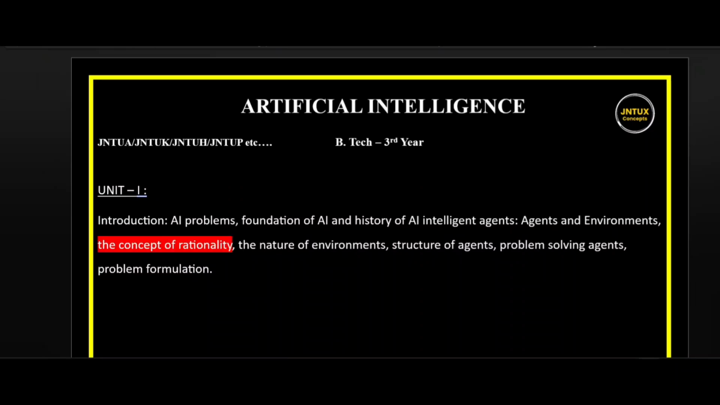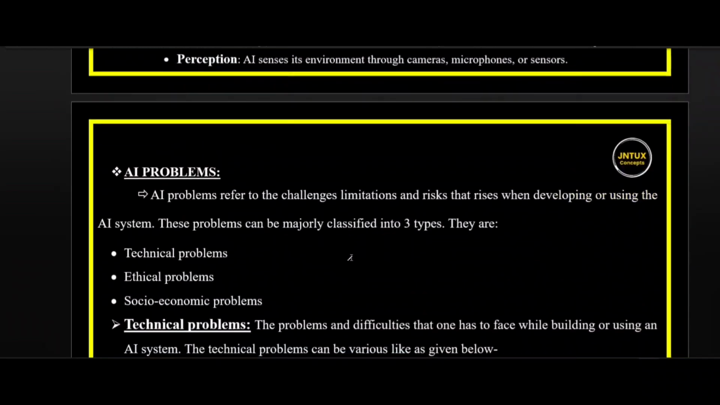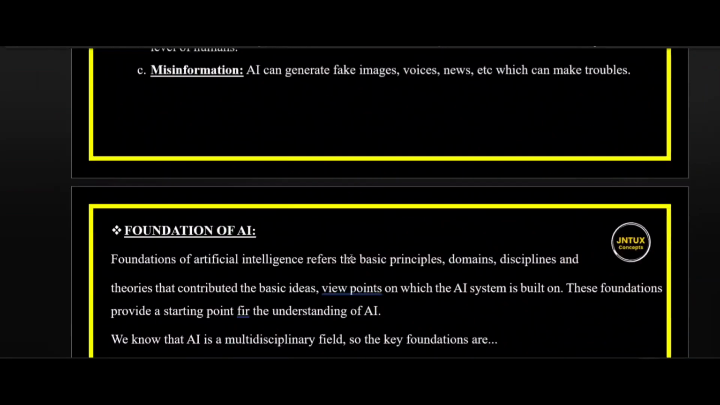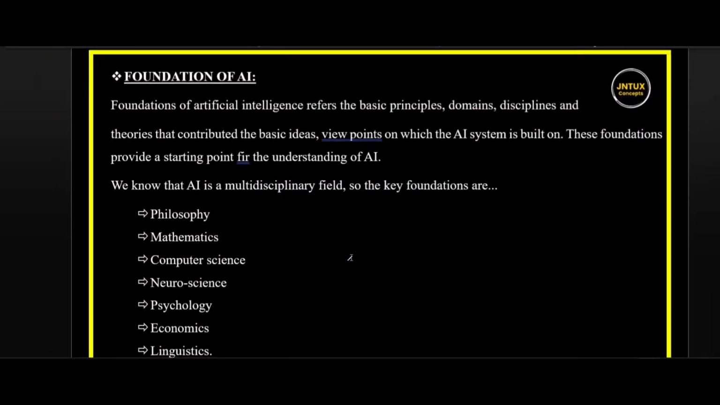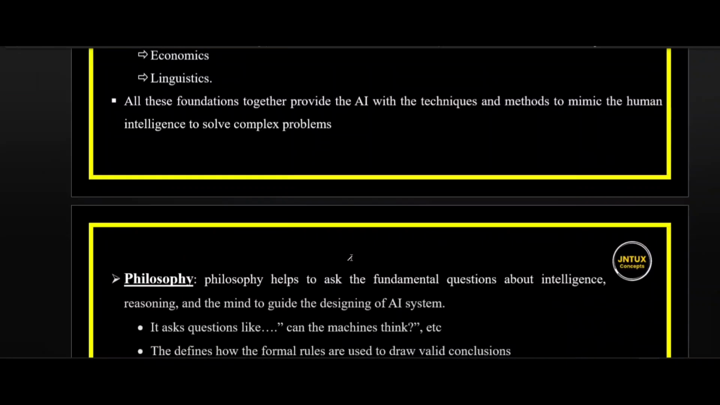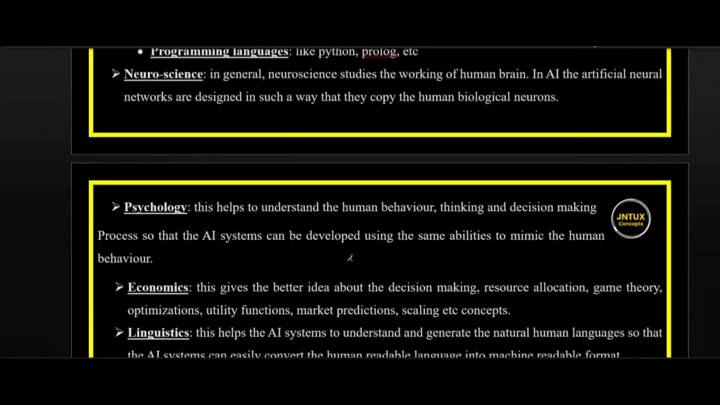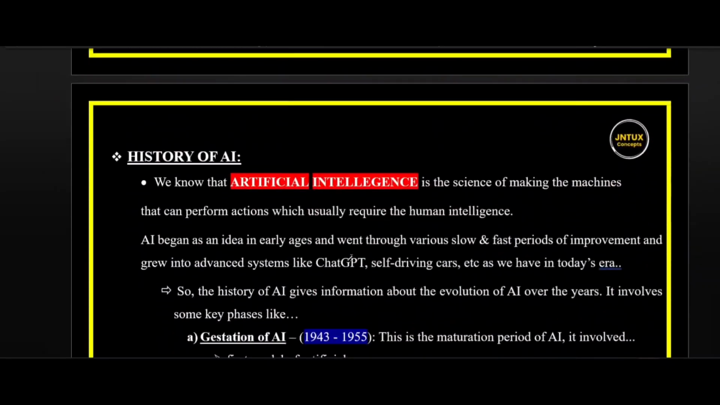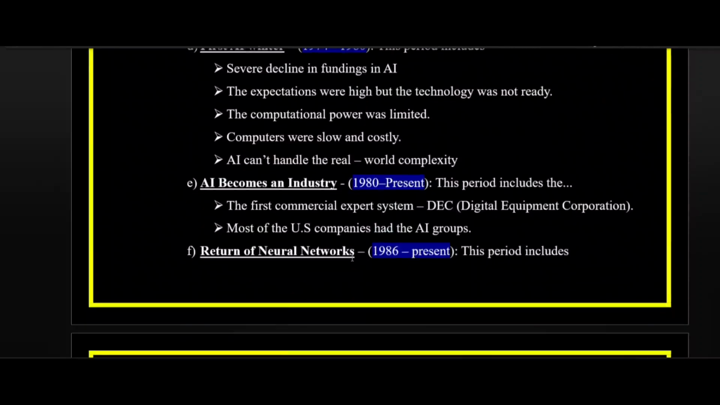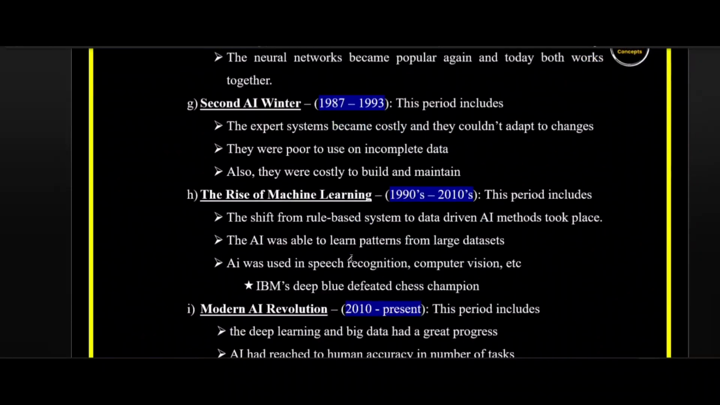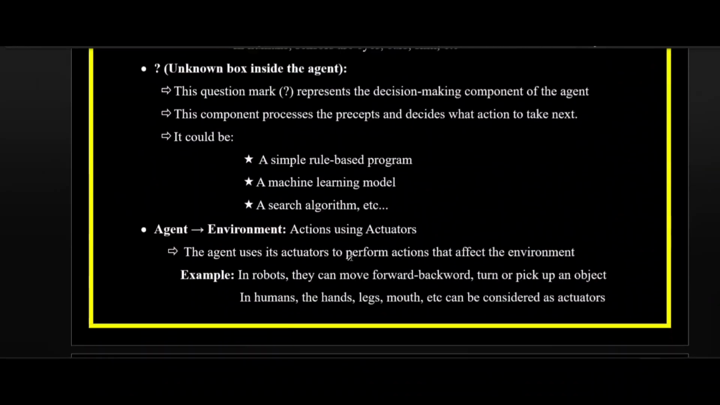In our previous videos, you have seen the introduction to AI problems, like how many types there are, and the foundations of AI, the various domains that contribute their fundamentals to artificial intelligence. We have seen all that. The next one is history of AI. We have also seen the historical phases that have impacted the evolution of AI. So, in this one, we are going to discuss the concept of rationality.